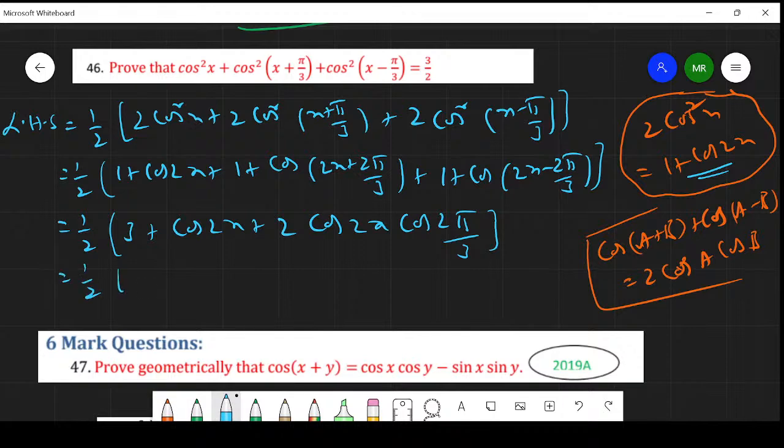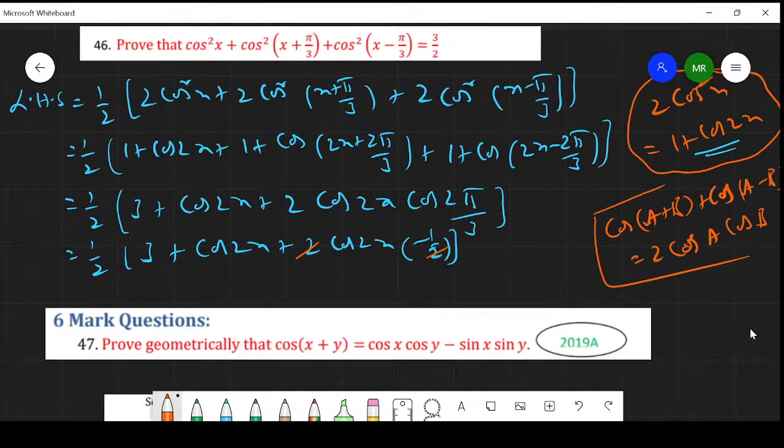1 by 2, 3 plus cos 2x. I have done the 2 cos 2x, cos 2 pi by 3 value minus 1 by 2, cos 120 minus 1 by 2. Now you can simplify this, the 2 will get cancelled. You see here the step now. These are all 5 marks questions only.